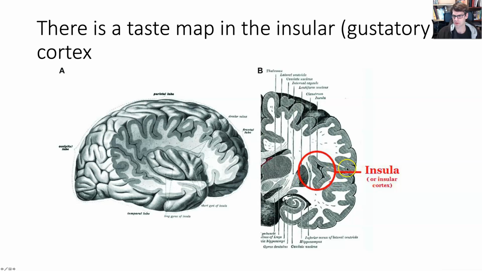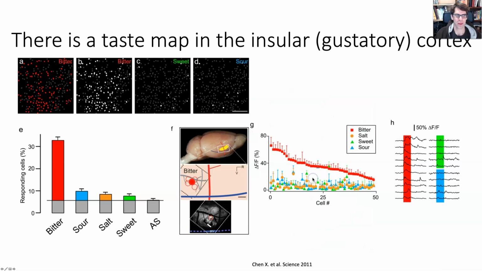So this is actually a deep fold into the brain called the insula, and the gustatory cortex is often referred to as the insular cortex. That is a synonym for them. So right in here is where the real gustatory cortex is, and inside of that is where the taste map is. This will be a common feature across pretty much all of our senses, the idea of how these different components of a sense are mapped out.